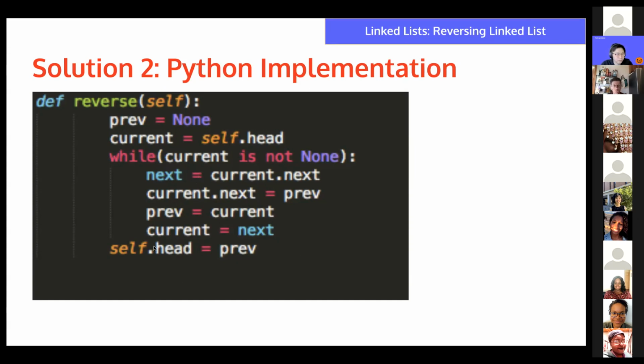At the end of the day, all we have to do is set the linked list head to be what the last previous was, because the previous ends up pointing at the old tail, which is going to be the new head. So that is the iterative solution. It has a time complexity of n, like many of these linked list things do, because we're just iterating a single time over the list. And then it's going to have a constant space complexity, because we are only storing a couple pointers. We're not storing anything that's proportional to the length of the list.